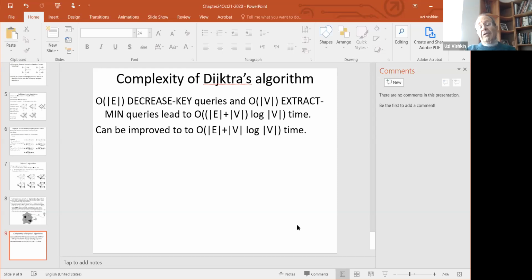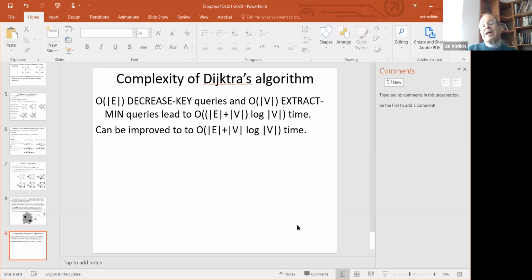Per edge, we may do that across. So we have as many as order of E decrease key queries throughout the algorithm. It may be smaller, of course, in the case that the edges go backwards to vertices for whom the distance has already been finalized. But we are talking about a big O where we try to upper bound the number of queries. So the number of decrease key queries cannot exceed E.